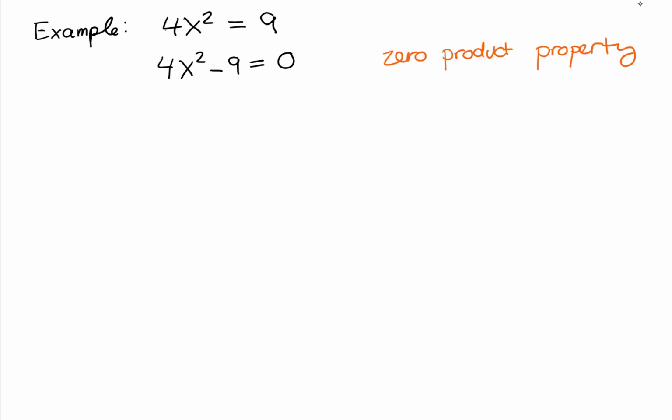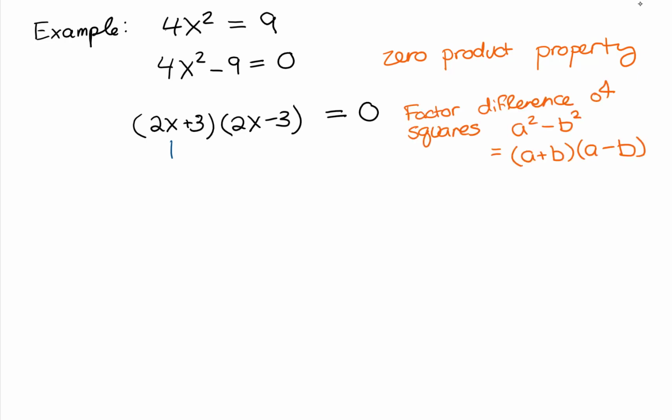The next step is that I need to factor this equation. So we have 4x squared minus 9, a difference of squares. So I get 2x plus 3 and 2x minus 3. Now that it's in factored form, we pull down each of the factors.